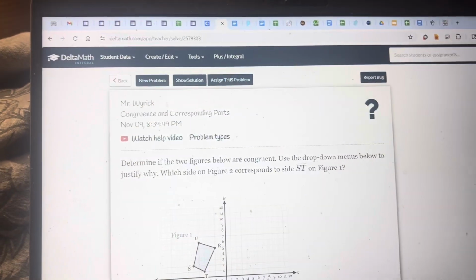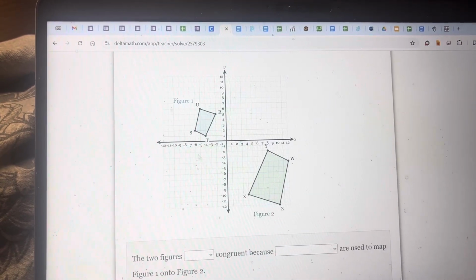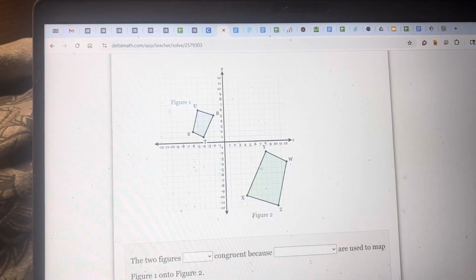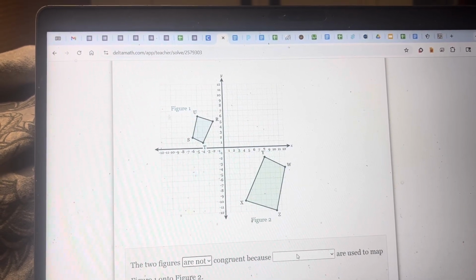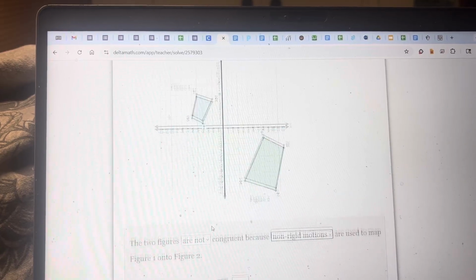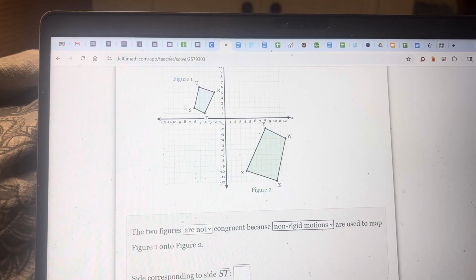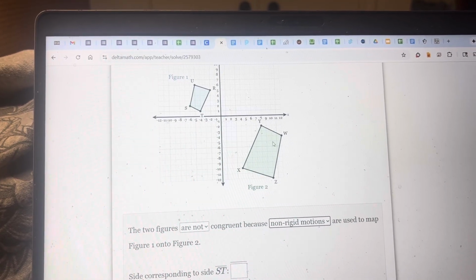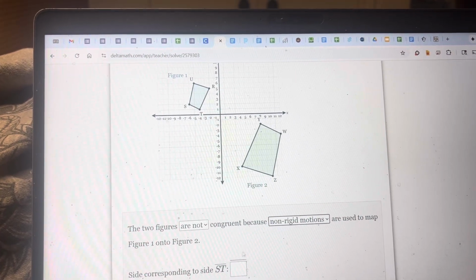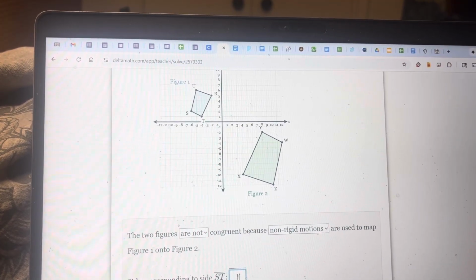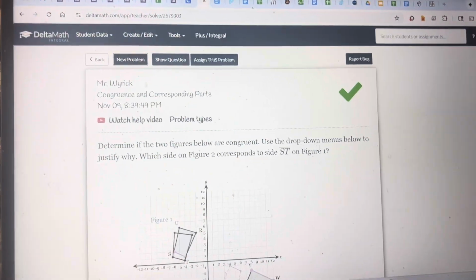The congruence and corresponding parts. Again, this is talking about a couple of different things that are going to turn figure 1 into figure 2. So the two figures here, I can tell they are not congruent. They are not the same size. Non-rigid motions are used to map figure 1 to figure 2. The side that corresponds to ST. I believe this is going to be a rotation around here and then the dilation. So the one that matches up to ST should be YW. So I'm just going to type that in as YW. I hit my submit. And there we are.